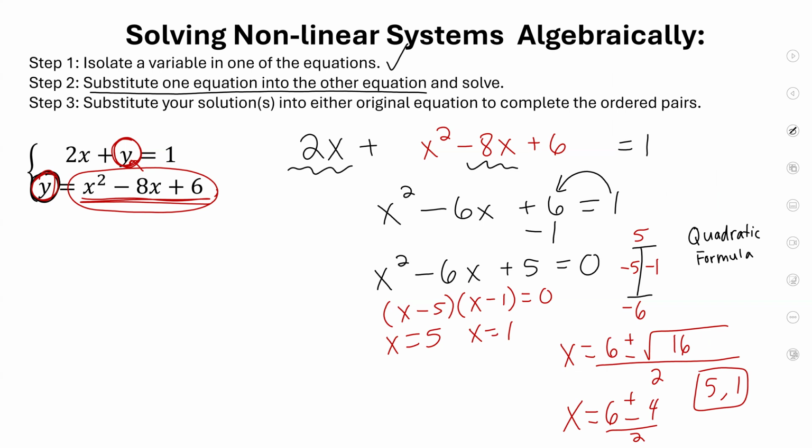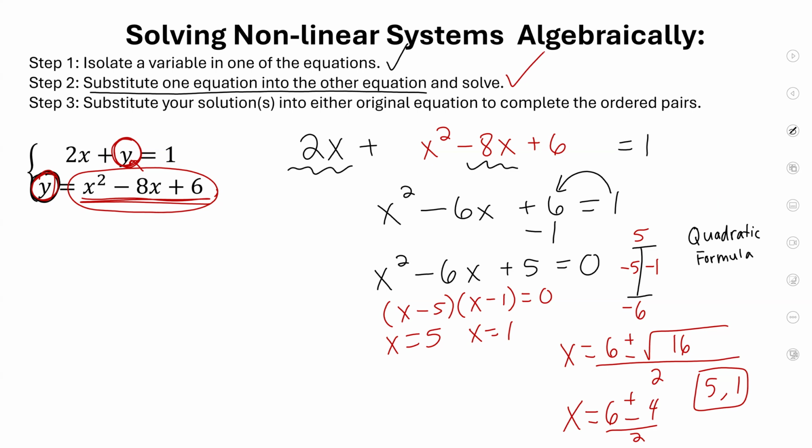So on the board, I used the quadratic formula and got 5 and 1. I also did factoring and got 5 and 1. Use whichever method you like the best. Now, that was step 2. Step 2 was substitute and then solve.